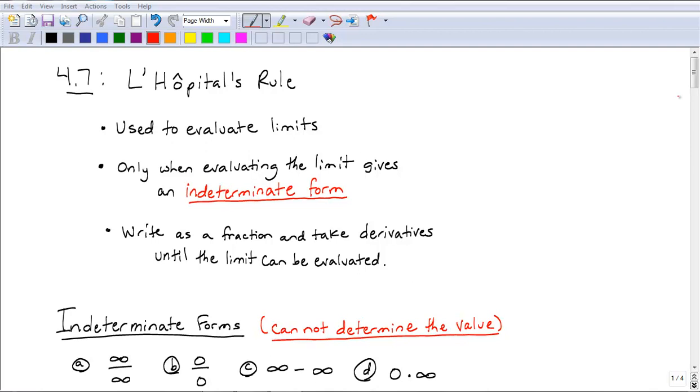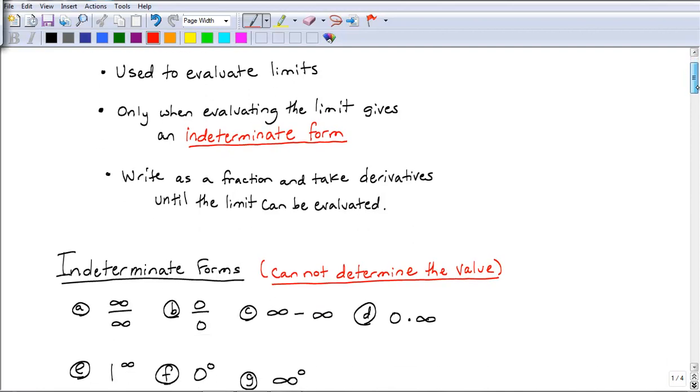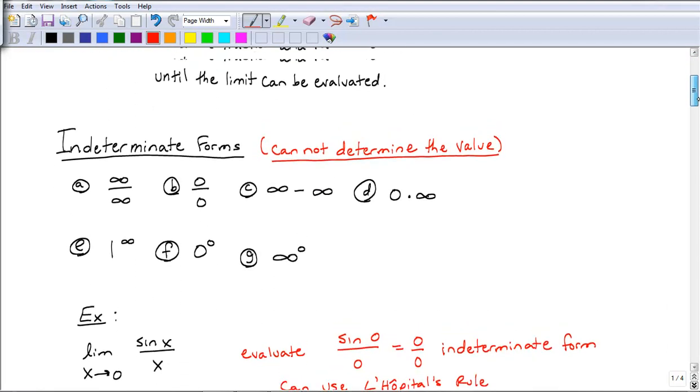The trick to L'Hopital's rule is you never need to use the quotient rule. You don't have to think about it as dividing those things. The way L'Hopital's rule works is you just take the derivative of the top and take the derivative of the bottom separately. So let me show you what indeterminate forms look like.